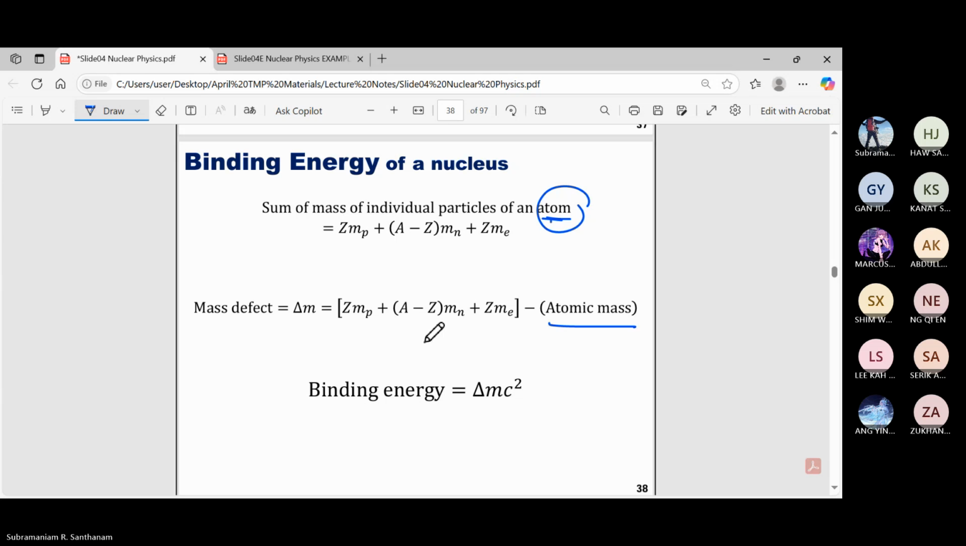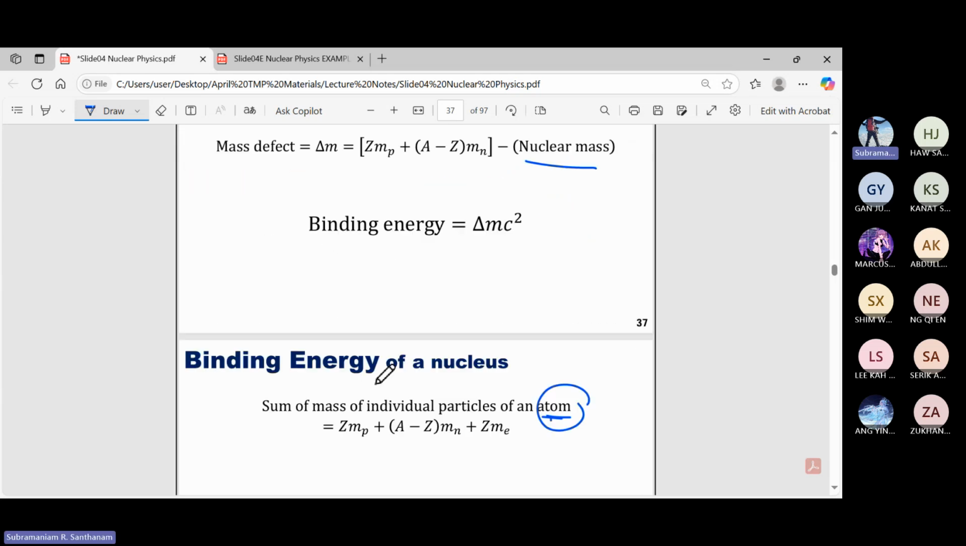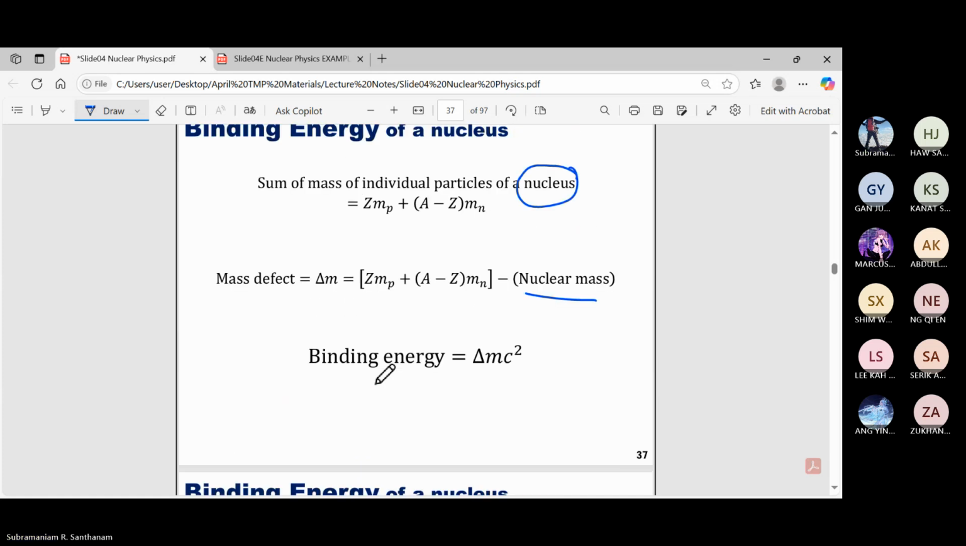Okay. So don't memorize this as a formula. Don't take it like a formula. Try to understand the logic of looking at the whole atom versus looking at the nucleus, zooming into the nucleus. Only when you look at the whole atom will electrons come into the picture. But if you are looking at the nucleus, then electrons will not be in the picture.